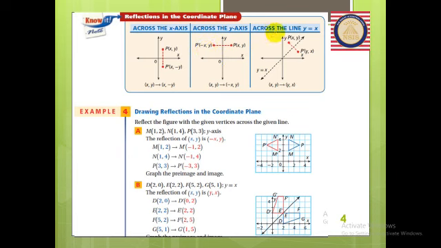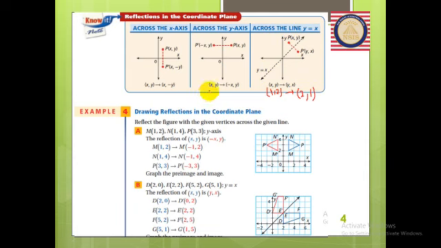Very good. What about the line y equals x? The image of the point x and y will be y and x. Let me give you an example. If I have the ordered pair 1 and 2, and he tells me to get its image across the line y equals x, where is the y? The y is 2, so y, which is 2, and x, which is 1. So this is my image.